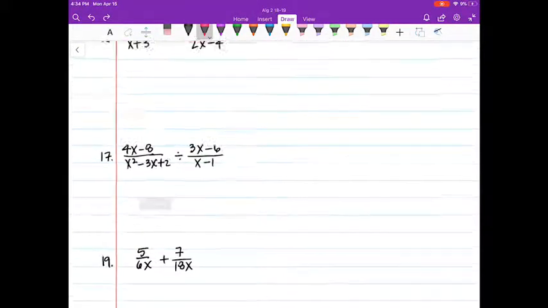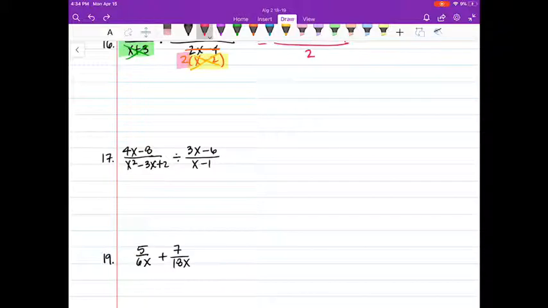Now in number 17, we are dividing, so the first thing I would do is say, you know what, copy dot flip. So I have 4x minus 8 over x squared minus 3x plus 2 times x minus 1 over 3x minus 6. And then sometimes I do it simultaneously. Notice I tried when I threw in those parentheses. But next we're going to factor.